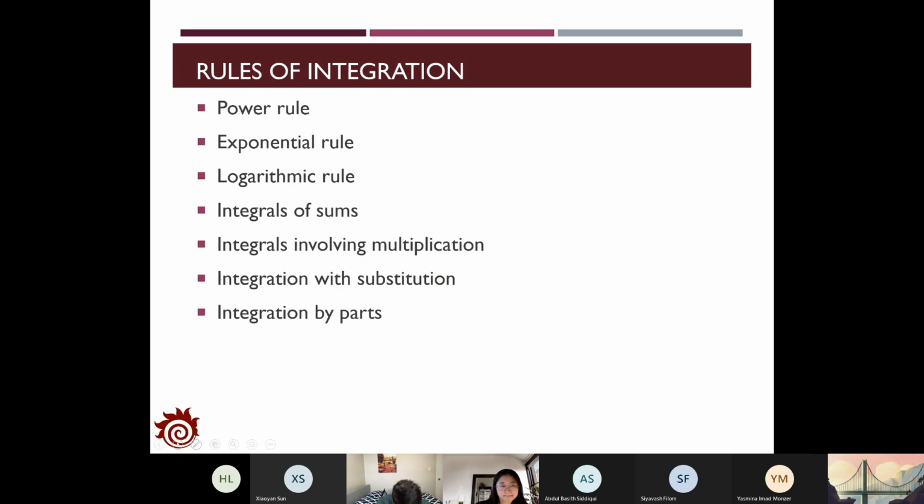Also, we have some similar rules about integration: the power rule, exponential rule, logarithmic rule, the integral of the sum, the integral involving multiplication, substitution, and integration by parts. Again, I will not go through the detail. There will be too much content in this area. You can go back to check your previous class or go through the reading materials I shared with you.